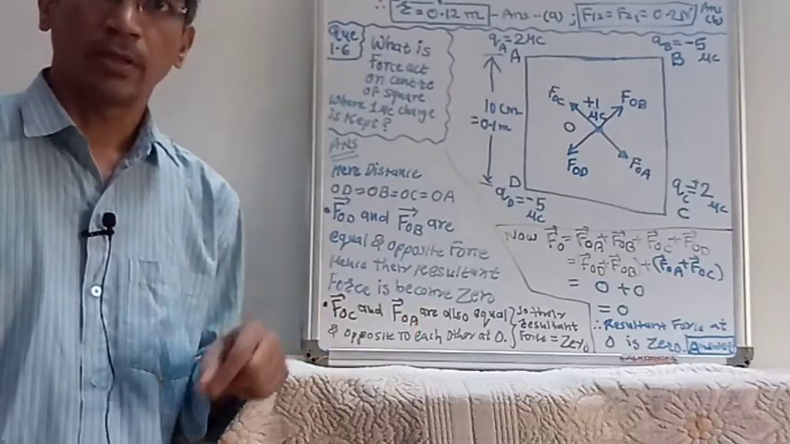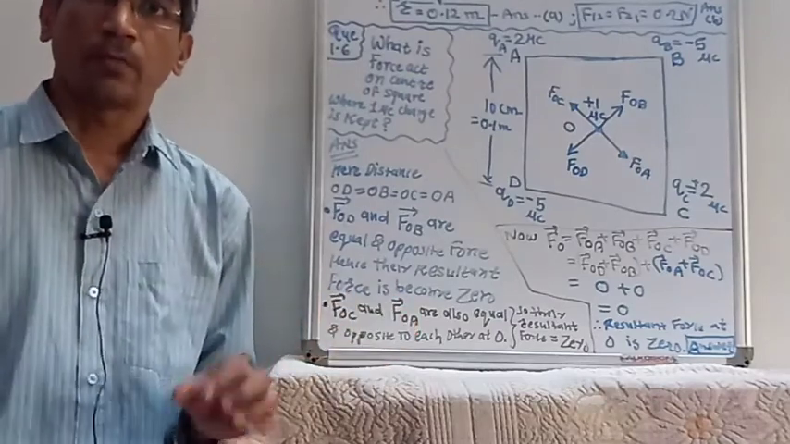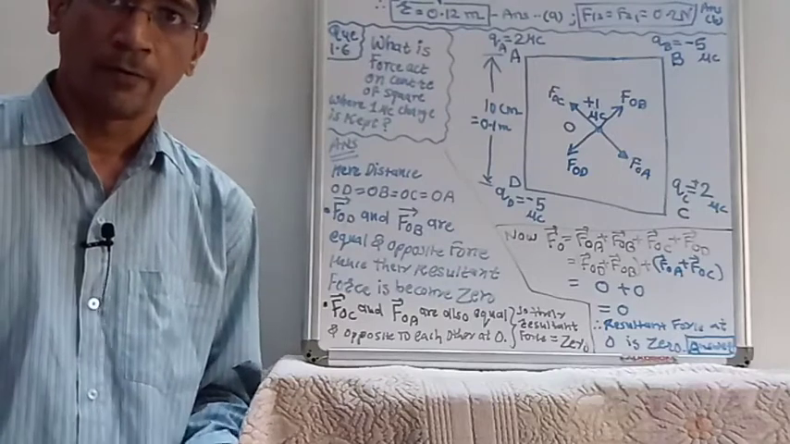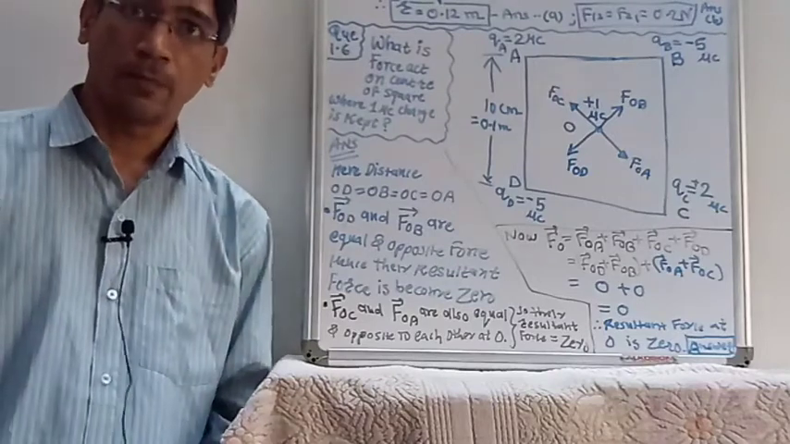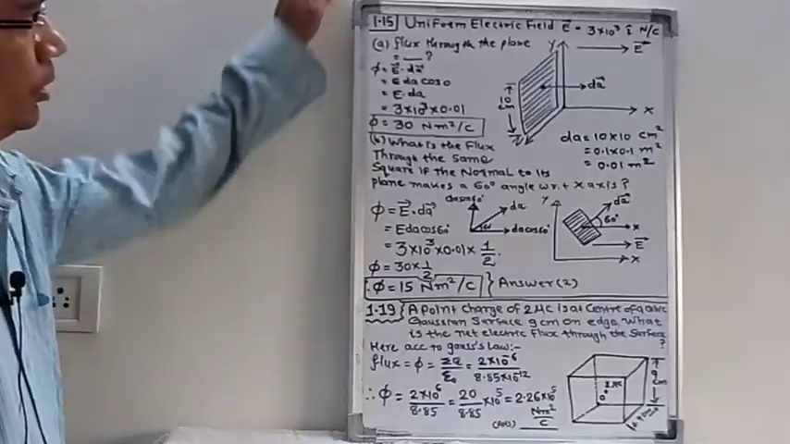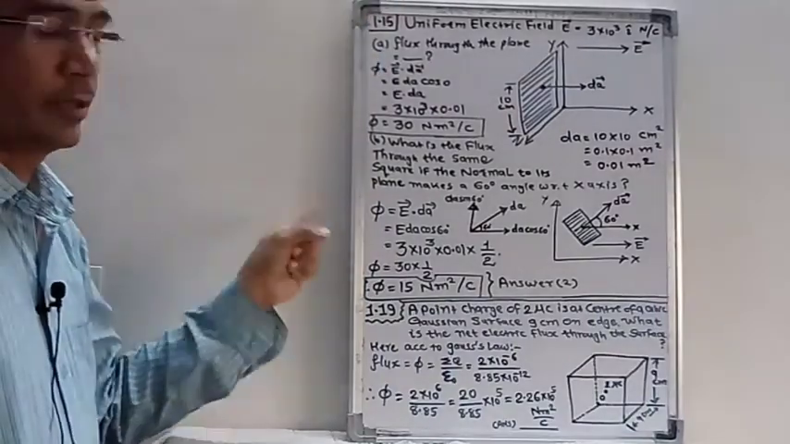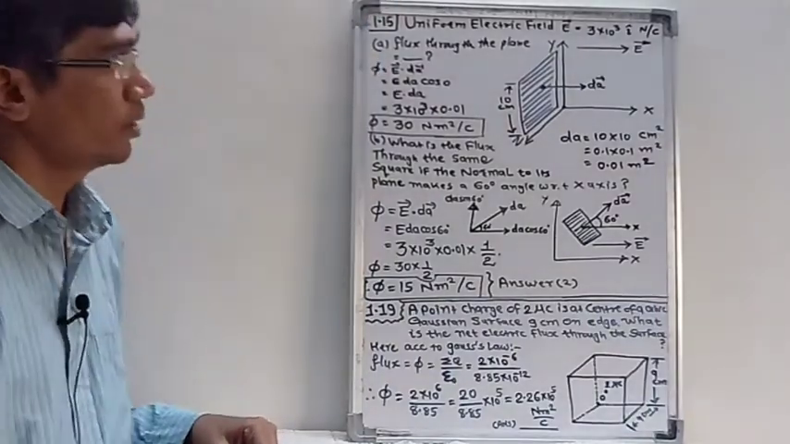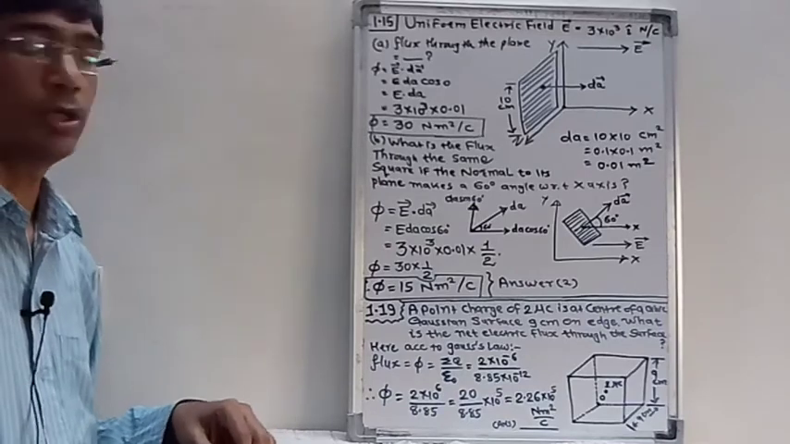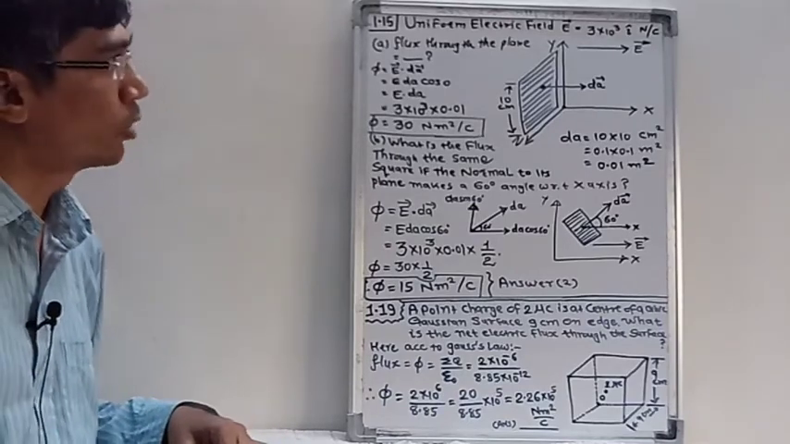Now we are taking another example. Example number 1.15. Here a uniform electric field in the x direction is given, equal to 3 into 10 raised to 3 i-vector Newton per Coulomb.